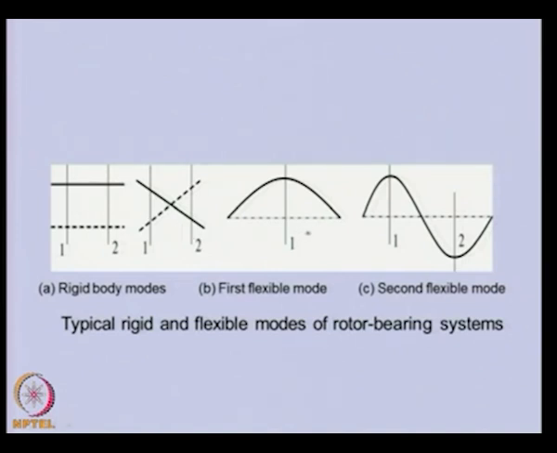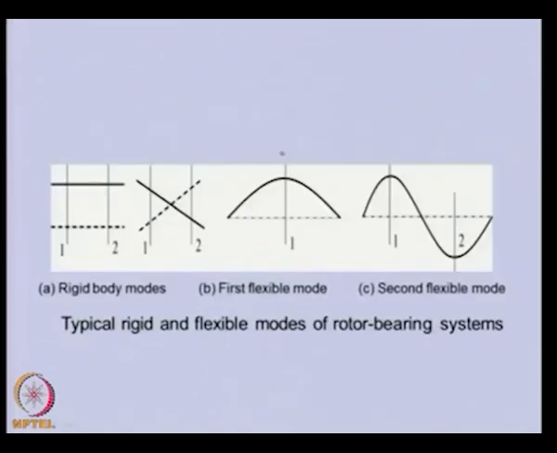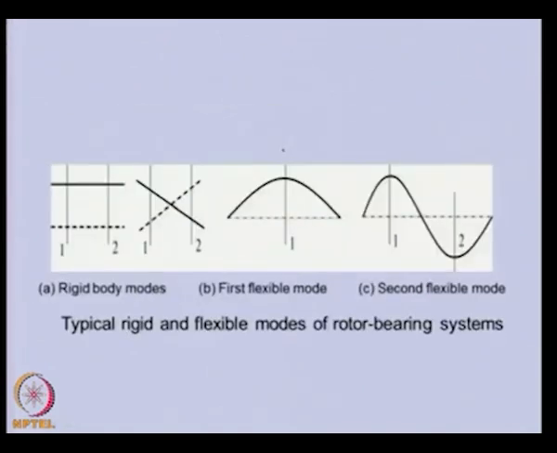When we come to the flexible mode, this is for a simply supported rotor, let us say. We have the first flexible mode, a half sine. To balance this, obviously, if we apply a force in this direction, in the form of some unbalanced force, we will see that we can decrease this particular amplitude of vibration.